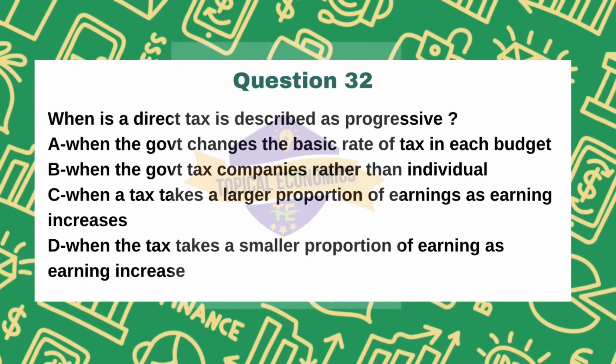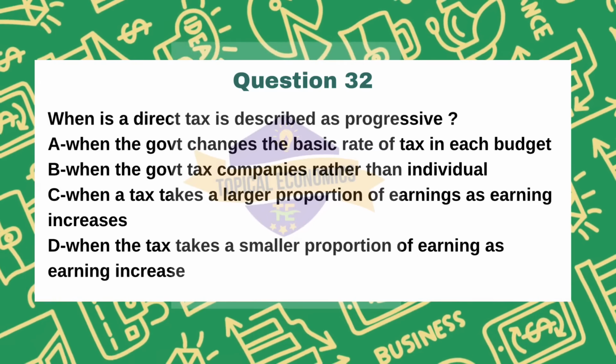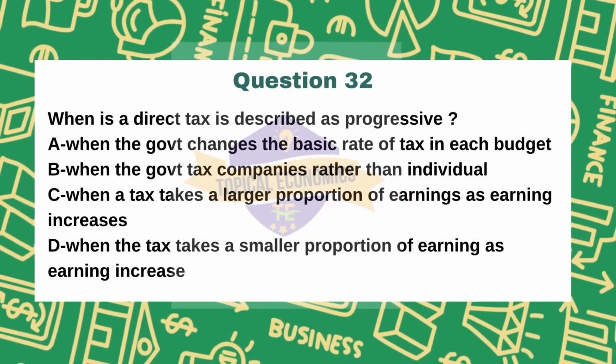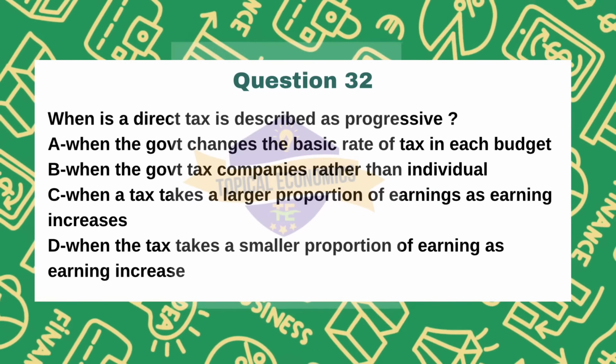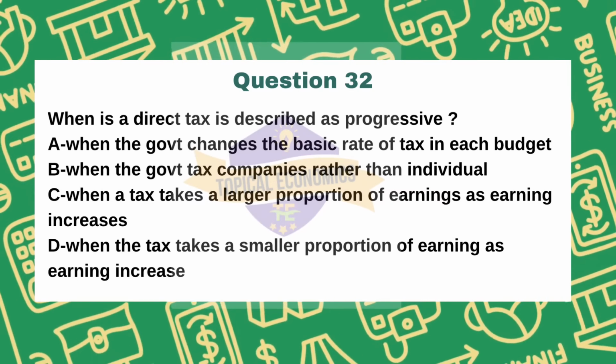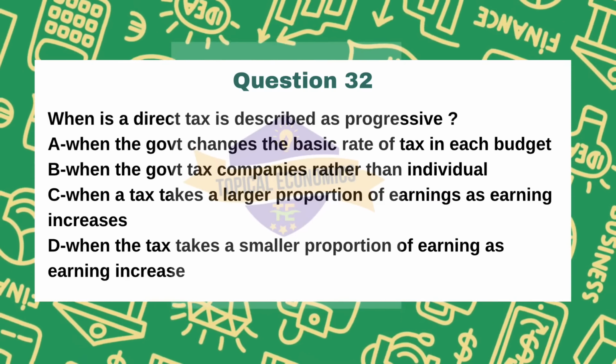Proceeding with question 32. When is a direct tax described as progressive? A. When the government changes the basic rate of tax in each budget. B. When the government taxes companies rather than individuals. C. When a tax takes a larger proportion of earnings as earnings increase. D. When the tax takes a smaller proportion of earnings as earnings increase.